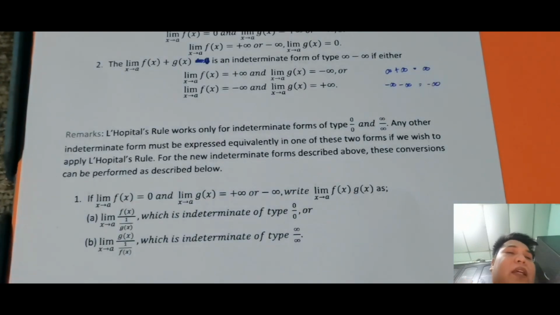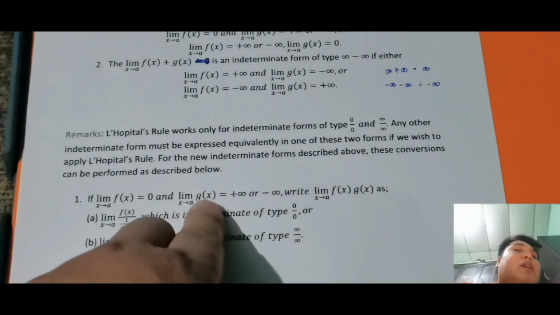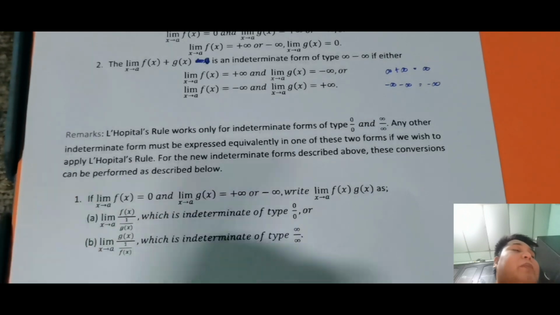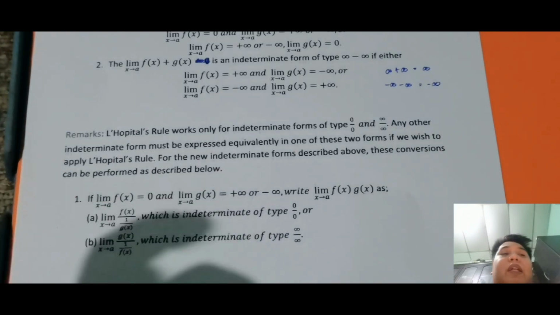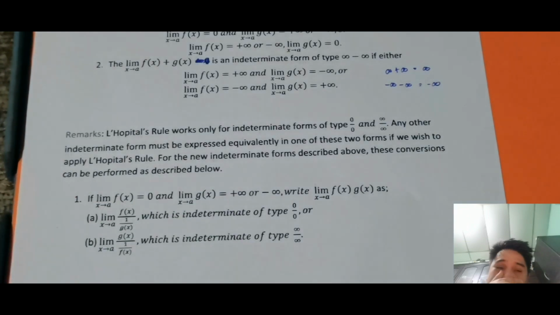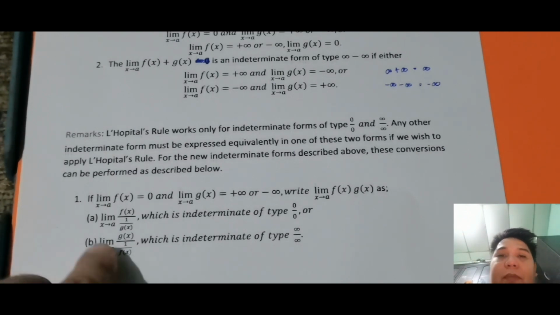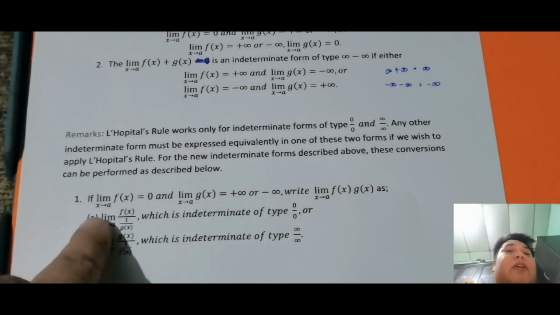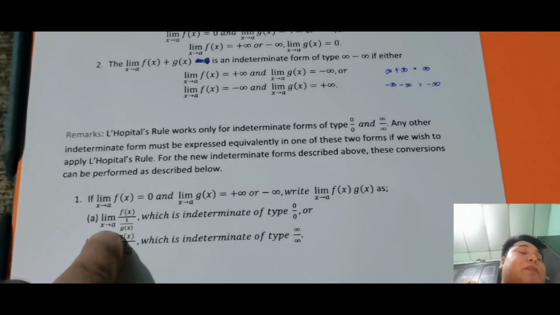So, ba't ganun nangyari? Kasi, imagine mo guys ha, pag ito ni-reciprocate ko, 1 over infinity is 0. 1 over negative infinity, excuse me, is 0. Nabahing nga ako sa alikabok. Sorry guys, napabahing-bahing ako dun. So, ang gagawin natin, para maging 0 over 0 siya, gawin lang natin 1 over infinity.